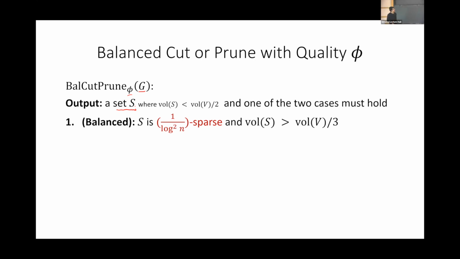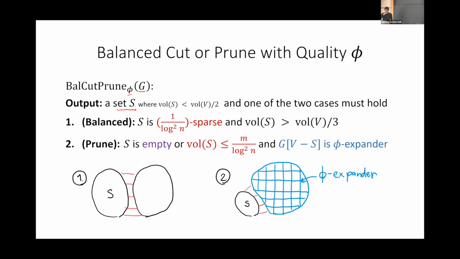First, this is the good case that we discussed: it's a sparse cut and it's balanced. The volume here is less than half, and also almost as big as half. This is a great case if you have it. But such a cut might not even exist. So the next case I call prune. In this case, S can be empty, or if it's not empty, the total volume must be small.